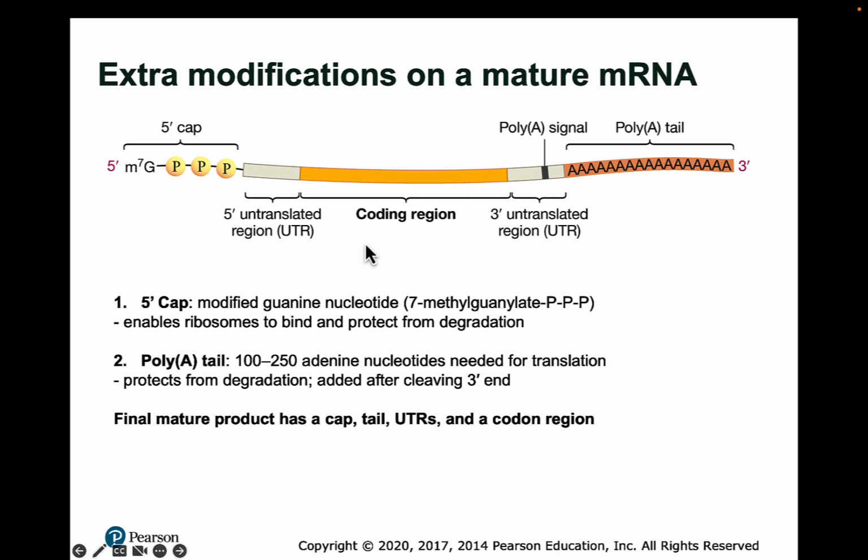Just to summarize what we have here, we have our coding region with our introns removed and our exons fused together. We also have several parts that will not be translated: the 5' untranslated region, or UTR, and the 3' untranslated region. And to each of these regions, we have our 5' cap and our 3' poly-A tail. You should be able to know the parts of these mature mRNAs found in eukaryotic cells, what end they are at, and what purpose they serve in the cell.